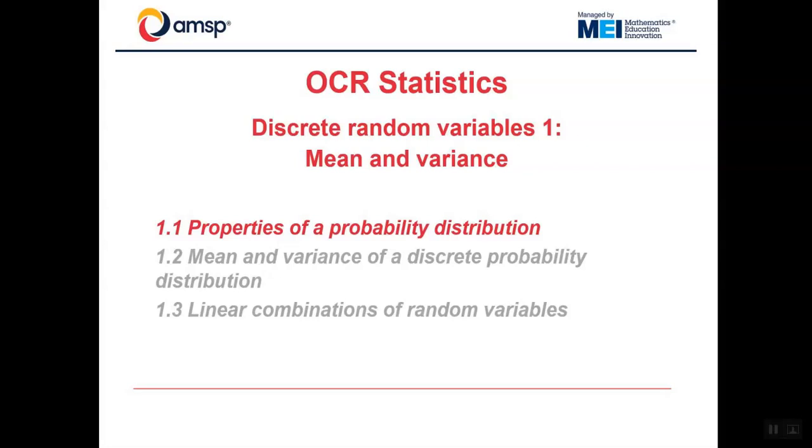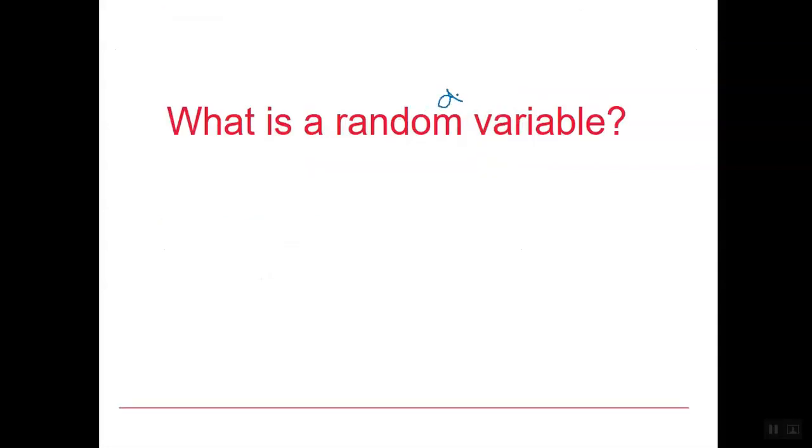OCR Statistics, Discrete Random Variables 1, Mean and Variance. This is video 1.1 on Properties of a Probability Distribution. This section of the course is called Discrete Random Variables.